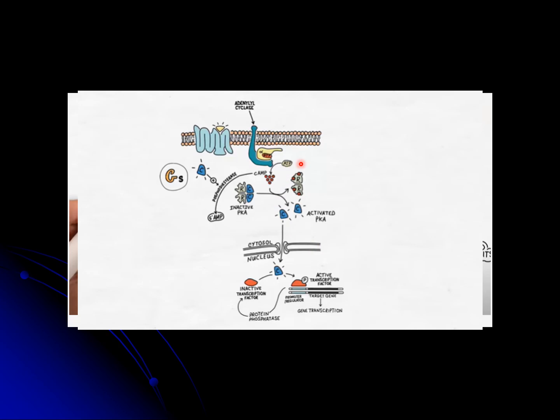This is another diagram showing the activation of the G coupled receptor and the adenyl cyclase pathway, increasing the cyclic AMP and activating protein kinase A. Alright.